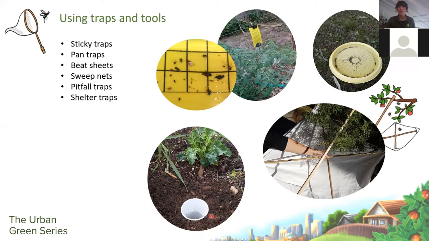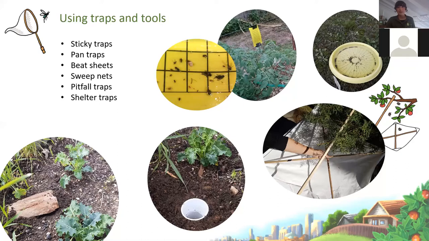And then the simplest of the bunch that still gets its own fancy name is a shelter trap. And it's literally, you put a piece of wood on the ground, and it makes a nice little shelter for invertebrates that like to find a good hidden spot to hide away the day. And then you can just flip the wood, or flip the flower pot, or whatever you've put down on the ground every now and again to see if there's any invertebrates sheltering out there during the daytime.